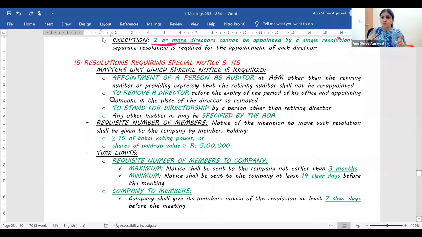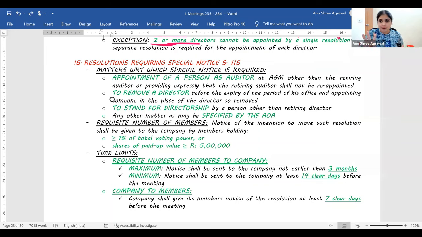Number one, the shareholder is saying, auditor is anyways retiring. In his place, don't reappoint him. Appoint anybody else, but don't reappoint him. Or second matter, auditor is anyways retiring. Don't reappoint him. In his place, appoint ABC and Co. Or number three, if they want to stand for directorship. Or number four, if they want to remove a director.